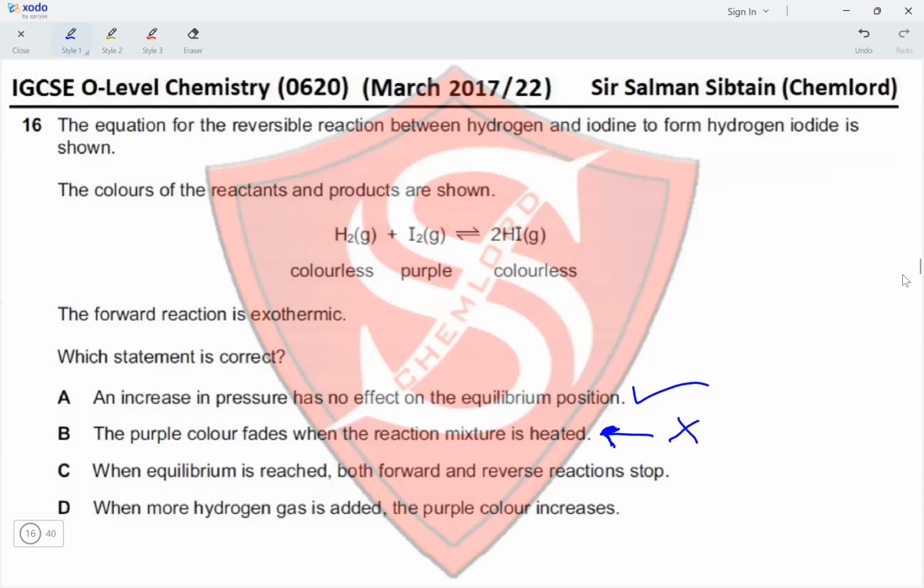So this is incorrect. When equilibrium is reached, both forward and reverse reactions stop. No, it is a dynamic equilibrium. When equilibrium is reached, both the rate of forward reaction and the rate of backward reaction become equal. That is why no change in the quantity of reactants or products is visible. So this statement is incorrect as well. When more hydrogen gas is added, the purple color increases. No, when more hydrogen gas is added, the forward reaction will be favored and the purple color would decrease. So since option A is the only correct statement, A is the correct option for this question.